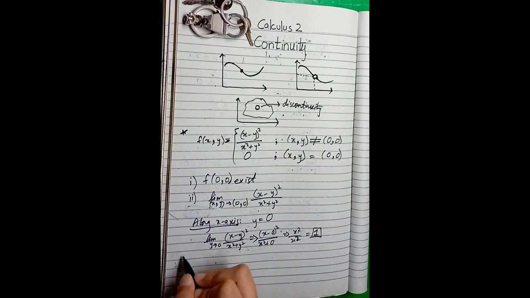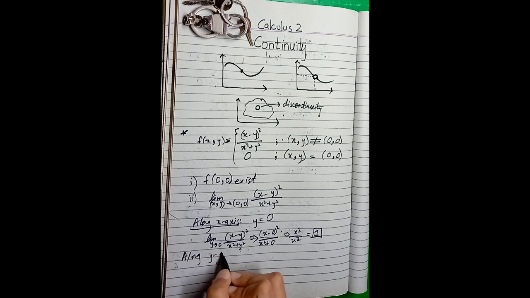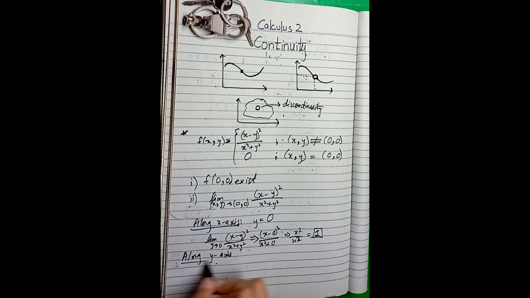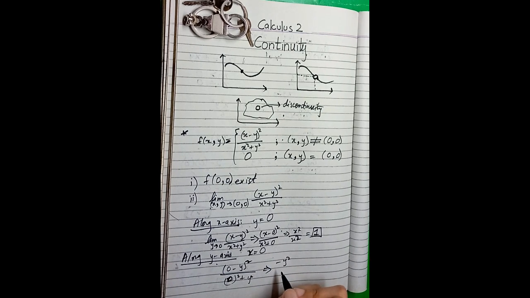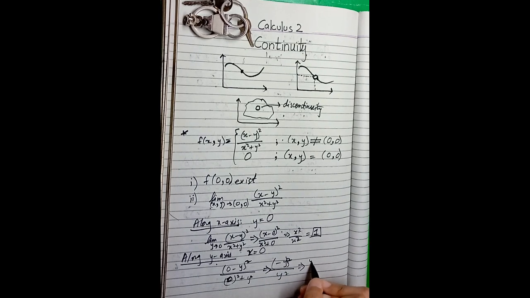Now we have to check along the y-axis, in which x is equal to 0. So in place of x we put 0. So (0 minus y) whole square divided by 0 square plus y square, which is (minus y) square divided by y square. Because of the square, the minus will become plus. So we have y square by y square, which is equal to 1.